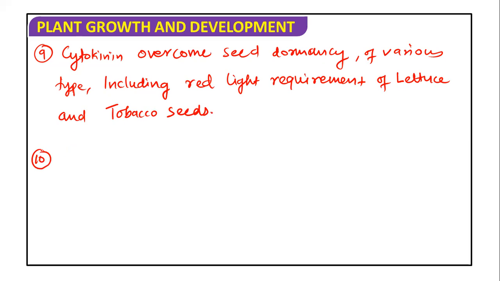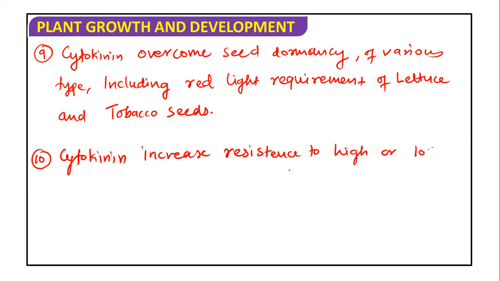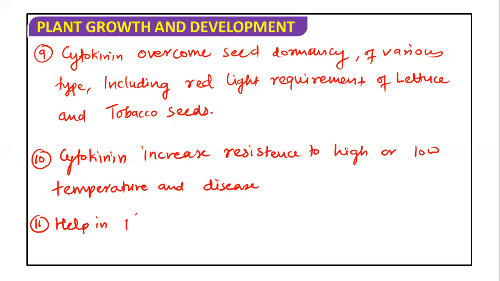Then tenth is, it is known that cytokinin increases resistance to high or low temperature and disease conditions. Then cytokinin also helps in phloem transport, means it promotes the transport through the phloem.